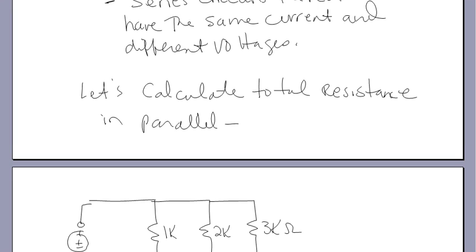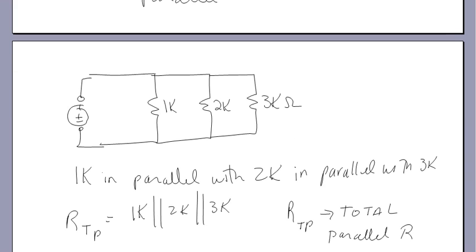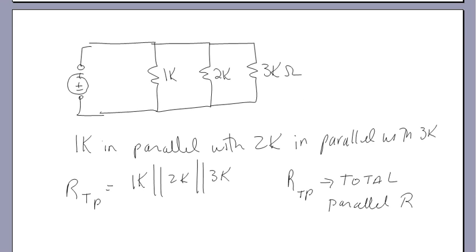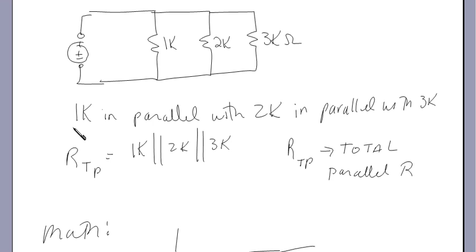Let's calculate total resistance in parallel. Alright, so here I have a circuit. Current comes out and divides three ways. So I have 1K, 2K, and 3K in parallel. So when I write it, I'll write it in a sentence first. I have 1K in parallel with 2K in parallel with 3K. Then I have it in terms of symbols. RTP, which is total parallel resistance, is equal to 1K, and then these two lines here, that means parallel. So 1K in parallel with 2K in parallel with 3K. So RTP again is the total parallel resistance.